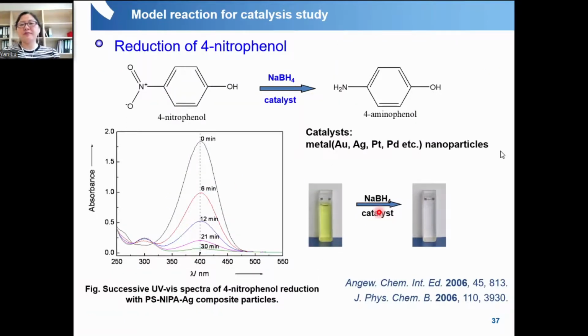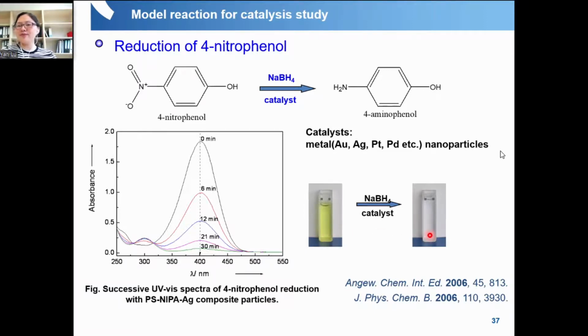And so in that case, we use reduction of nitrophenol as a model reaction. So this is nitrophenol. It can be reduced into 4-aminophenol using sodium borohydride as a reducing agent, and the metal nanoparticle embedded in the microgel as a catalyst. And the reaction is a very good model reaction because you see from the photo already. Nitrophenol has a nice yellow color, and aminophenol is colorless.